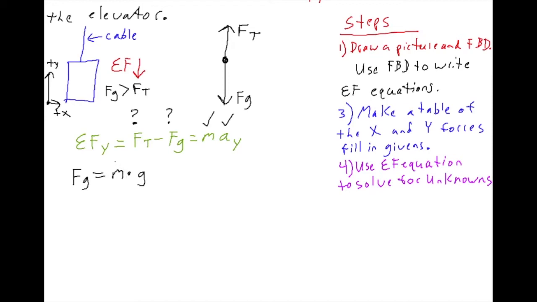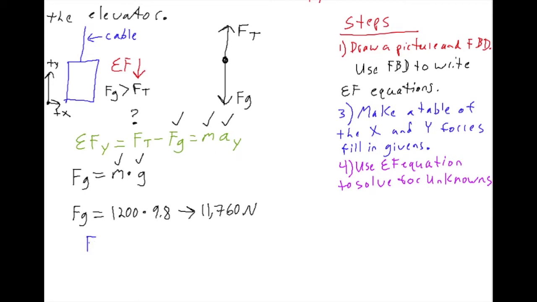I know what mass is, and I know what gravity is on the Earth, so I can solve for force gravity. If I do that, I get force gravity is equal to our mass, which is 1,200, times gravity, which is 9.8. I multiply and solve, and I find out that force gravity should be equal to 11,760 newtons. So now I do know what force gravity is. So I'm going to put a check mark up there. Since I have 3 out of the 4 variables, I can go ahead and solve for my force tension.